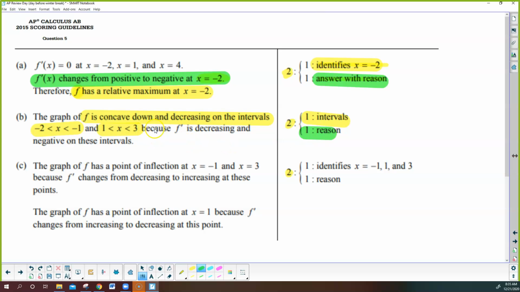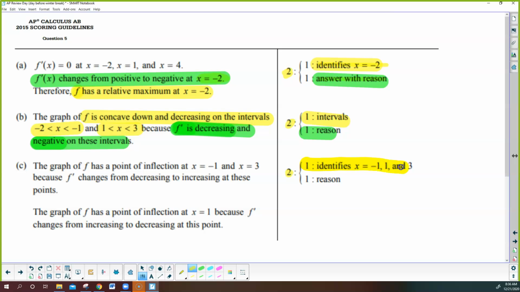Now, this reason is a little bit different than mine, and that is one thing. They do accept all possible answers as long as it relates to calculus. We said because f prime is less than 0, which is the negative part, so that's part we said. But then they said f prime is decreasing. We said f double prime is less than 0, which is the same thing. So that's how you would get that second point.